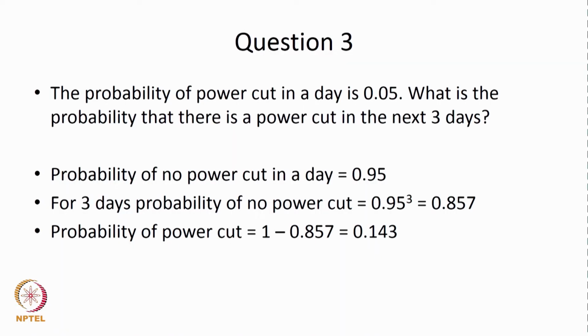Now, we look at question number 3, which is a question that we have seen earlier. Probability of power cut in a day is 0.05. What is the probability that there is a power cut in the next 3 days? So, we have seen this slide earlier. Probability of no power cut in a day is 0.95. So, for 3 days probability of no power cut is 0.95 cubed, which is 0.857, and therefore probability of at least one power cut in the next 3 days is 1 minus 0.857, which is 0.143.